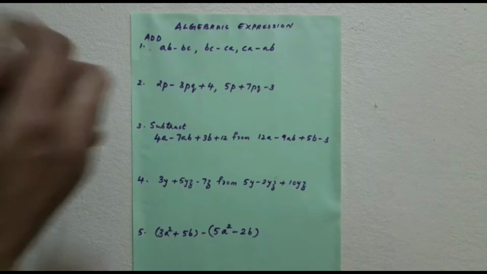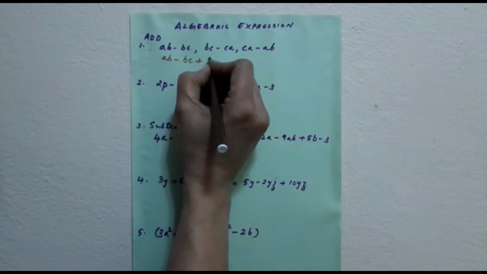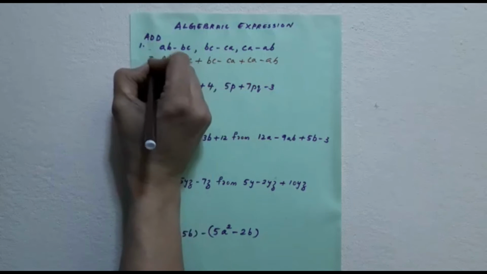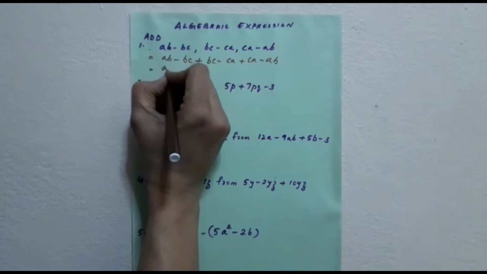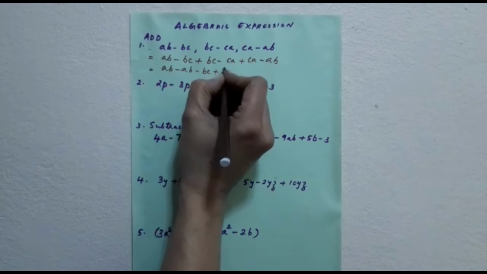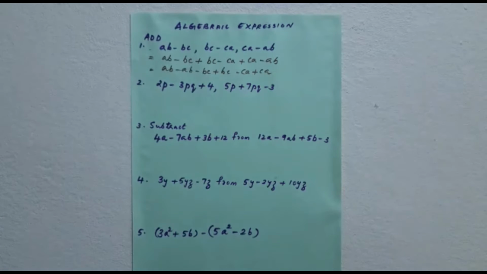How to add? We can arrange the like terms, and we can add and subtract only the like terms. While arranging it: ab and minus ab, minus bc plus bc, minus ca plus ca. We can arrange the like terms. Like terms means the variable must be the same, and we can add and subtract the coefficients.